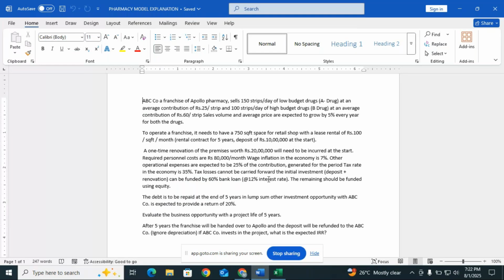So now, to operate this franchisee, how much space does it need? 250 square feet space for the rental shop with a lease rental of 100 per square feet per month. Now, to start up this business, how much place is required? 750 square feet is required to start up this retail shop, and the lease rental for the same is 100 per square feet per month.